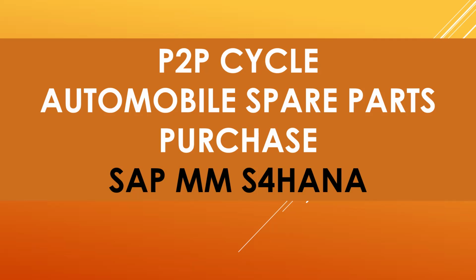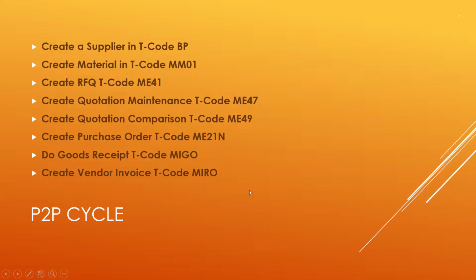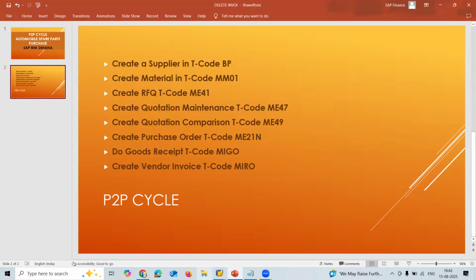Purchase in SAP MM/S4. So the process I'm going to do is create a supplier in transaction code BP, create a material in transaction code MM01, create an RFQ, request for quotation, in ME41, and then create quotation maintenance in ME47. I'm going to create a quotation, do quotation comparison in ME49, and then create a purchase order, goods receipt, and invoice verification. Now let's go to the system.